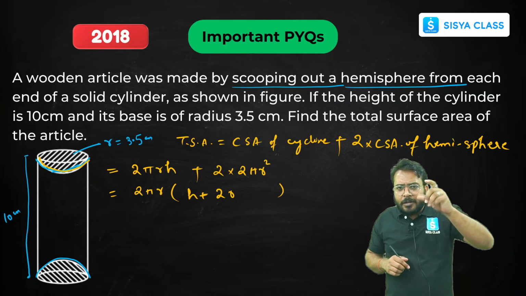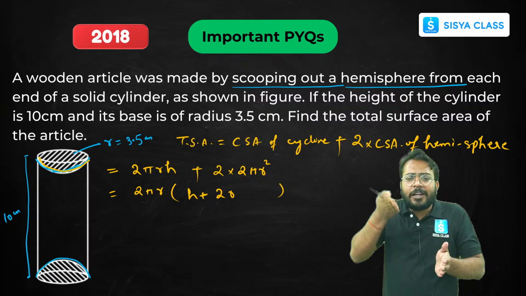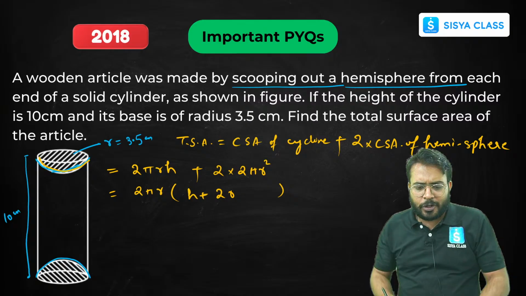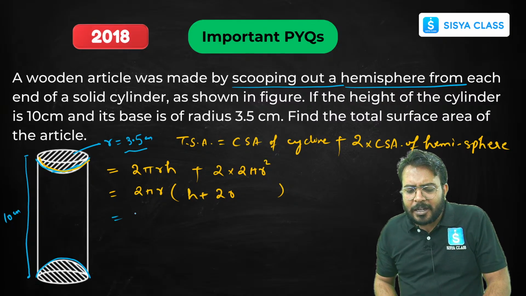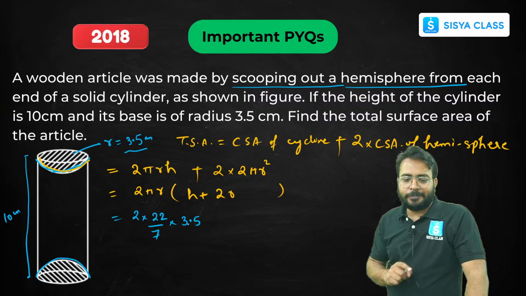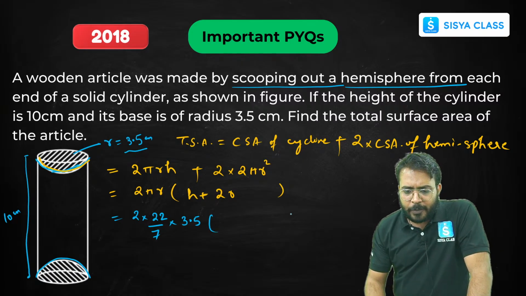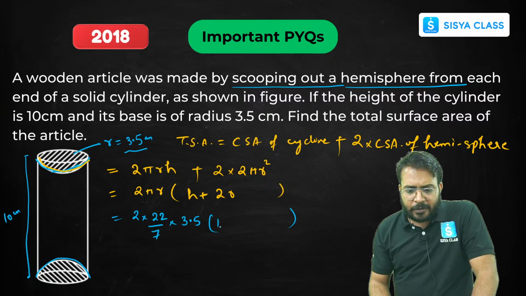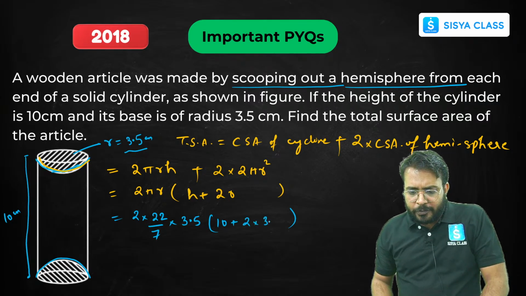Okay sir, now whether we need to take 22/7 or 3.14? I told you now, whenever you are getting some dimensions or some figure like this, so that you can cancel it with 7, that time we have to take 22 by 7. Here we are looking at 3.5, and I am getting an intuition that here we need to take 22 by 7, because it will be cancelled with 3.5. That's why 2 into 22 by 7 into 3.5, and here I have h, h means 10 centimeter, plus 2 into r, 2 into 3.5.